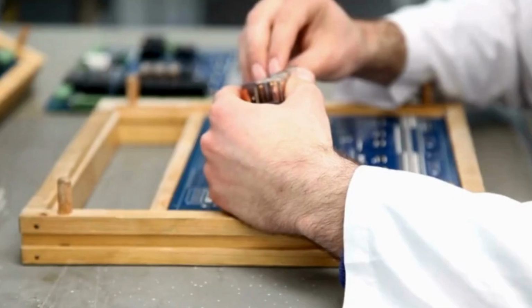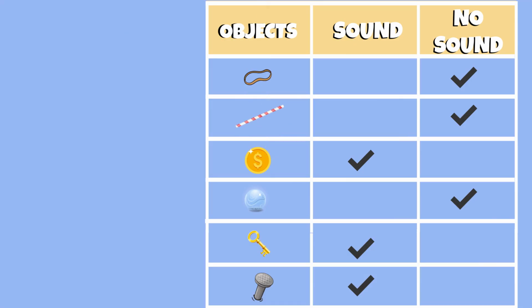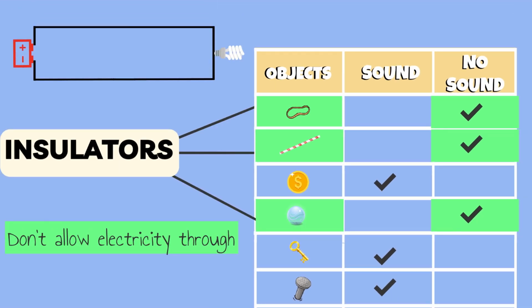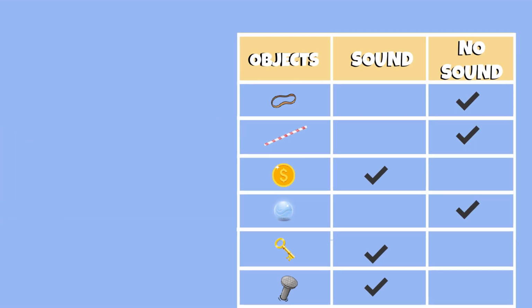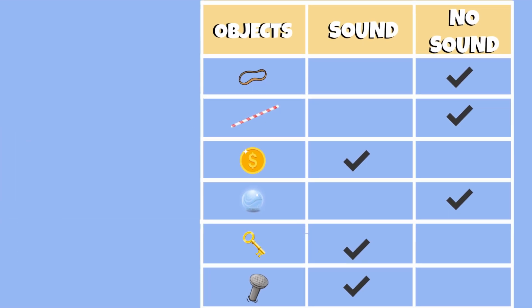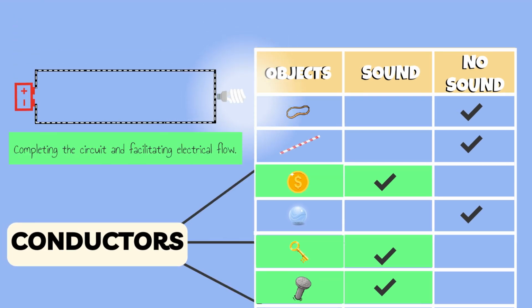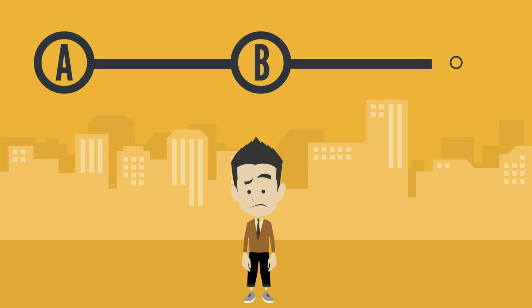Now let's use CHARGE on our modified observations. Objects not causing the buzzer to sound were the rubber band, straw, and glass marble, and they are marked as insulators because they don't allow electricity through. Conversely, objects that activate the buzzer, the coin, the key, and the nail, are conductors, completing the circuit and facilitating electrical flow. As we examine the answer choices, let's reflect on these guiding questions.